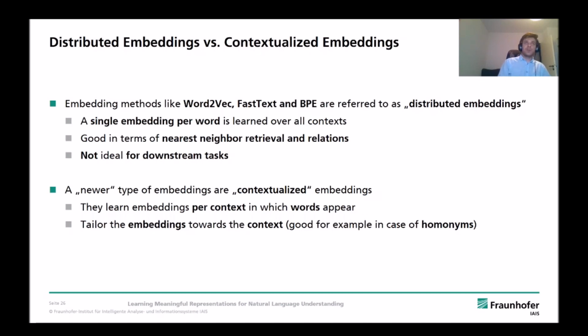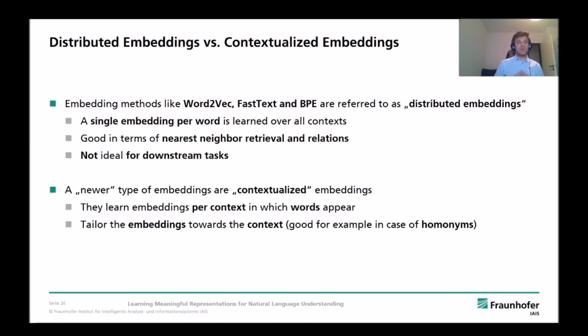So even though Word2Vec increased the performance of many approaches in natural language processing and understanding, contextualized embeddings, these newer types of embeddings, are way better for downstream tasks. And what they do differently is that they learn embeddings per context in which words appear. So we don't have a single representation for a word, but we have a context-dependent representation.